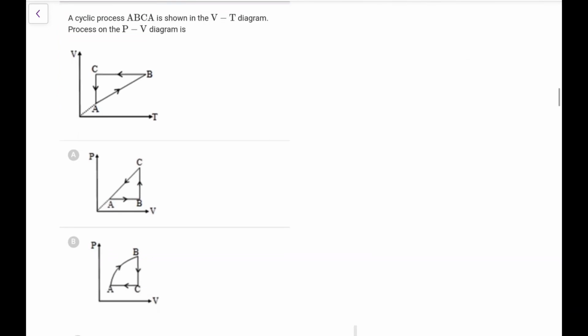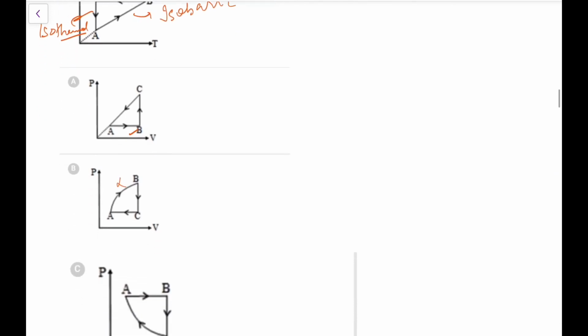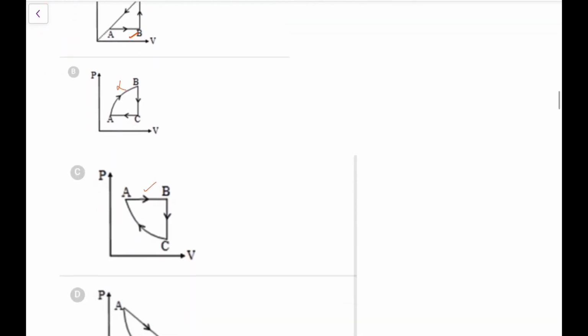Next, a cyclic process ABC is shown in the VT diagram. First of all, A to B in the VT diagram is a straight line passing through the origin, which means it is isobaric. B to C is isochoric and this is isothermal. Now check it. A to B, first of all, is constant pressure, temperature and volume increase. So this is appropriate, this one is wrong, this one appropriate, this one wrong.